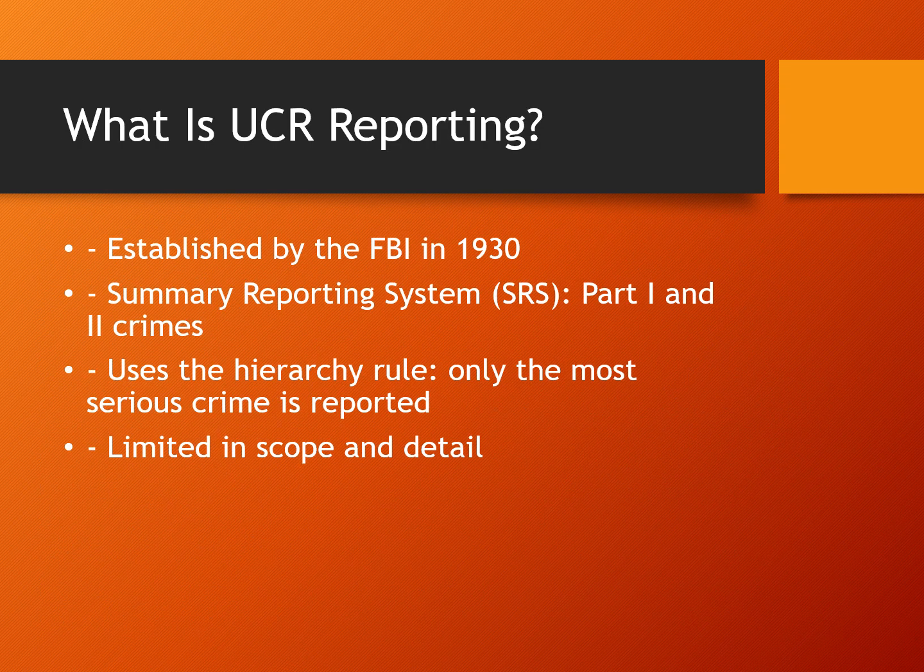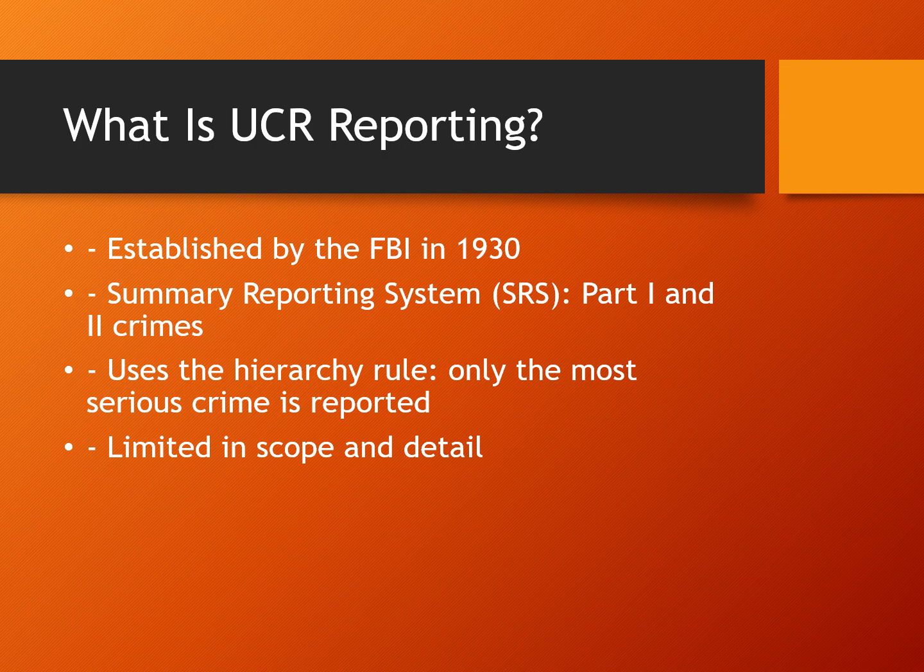So what is UCR reporting? The Uniform Crime Reporting Program, or UCR, was established by the FBI in 1930 to provide a standardized way of collecting and presenting crime data across the entire United States. The primary system within UCR was the Summary Reporting System, which categorized crimes into two major groups: Part 1 crimes, like homicide and robbery, and Part 2 crimes, such as drug offenses or simple assaults.